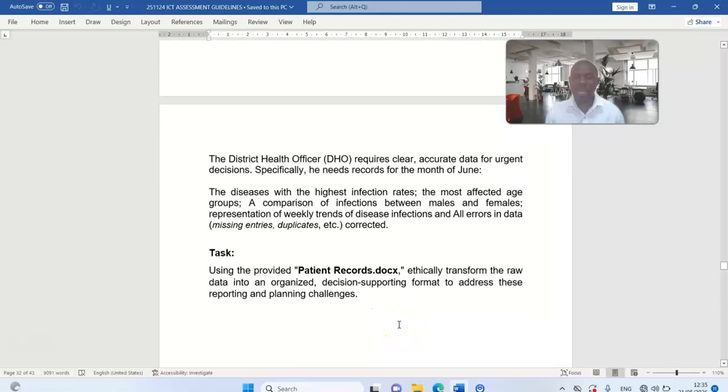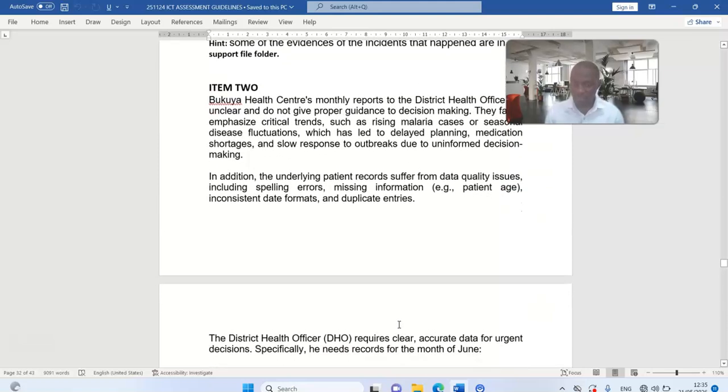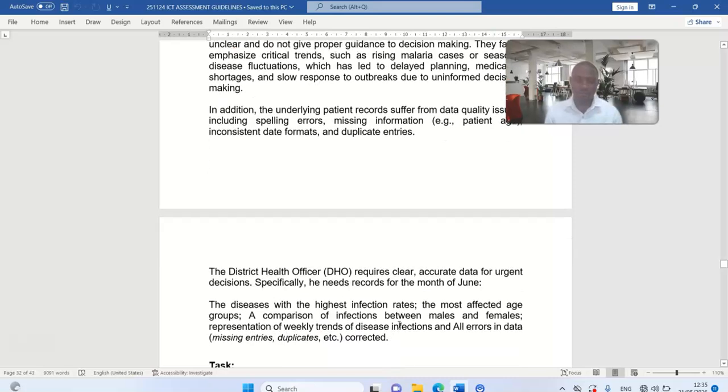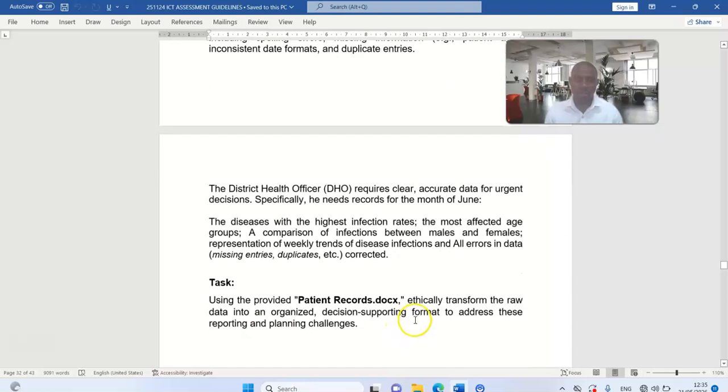planning challenge. As a student of ICT, who specifically took up classes of Excel, since you studied A level, please help us now use your Excel skills to help these people at least have organized data, because the data they will provide will be disorganized. They have already told you it has spelling errors.